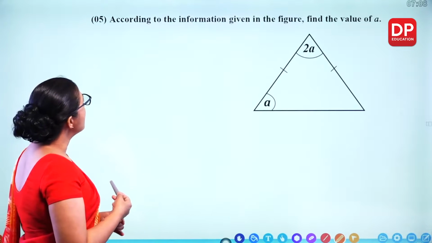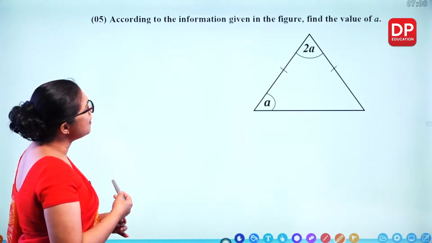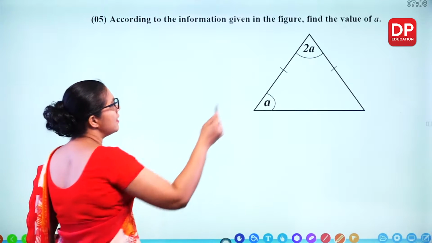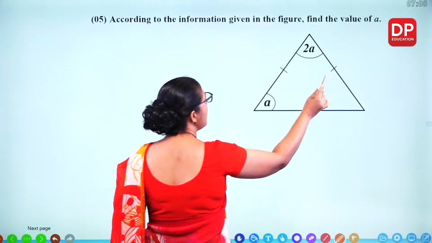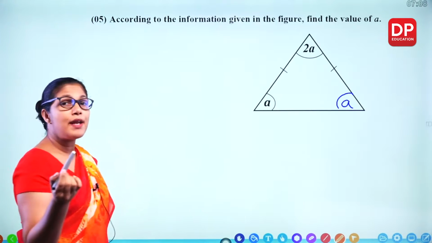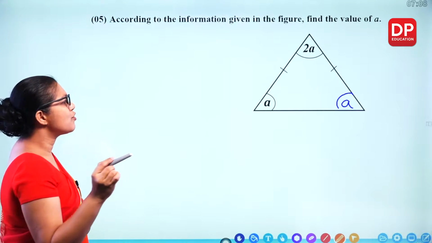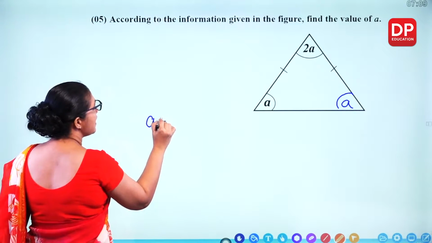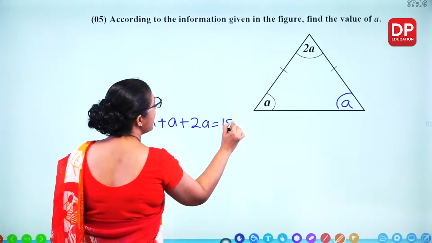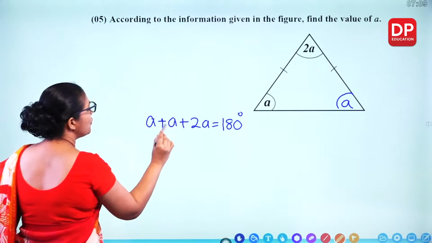Question number 5. According to the information given in the figure, find the value of A. This is an isosceles triangle. If these are equal, this is A, means this is also A. Then you can apply sum of angles in a triangle. A plus A plus 2A equals 180.